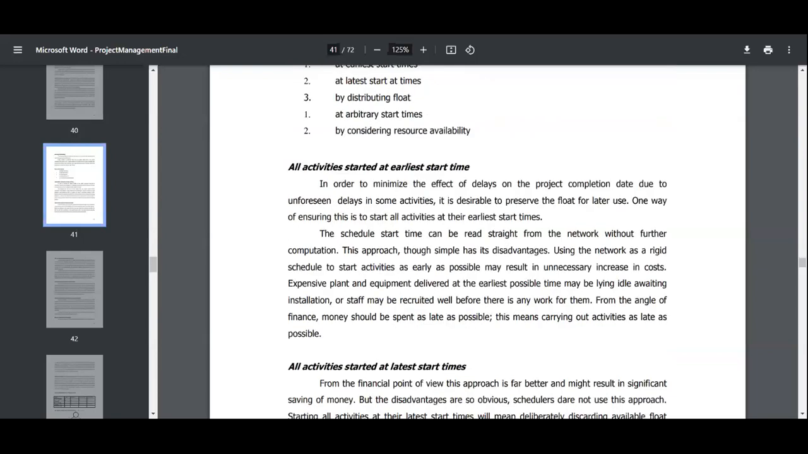And now all activities started at the earliest start time, which means you have to start before time. It is decided whatever the work, whatever the project you need to start. You decided, for example, Monday at 11 a.m. or 12 or afternoon. As per the plan, or due to some workload or work pressure, we start earlier, at 3 o'clock or 9 o'clock in the morning, right?